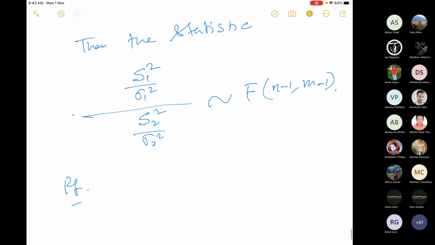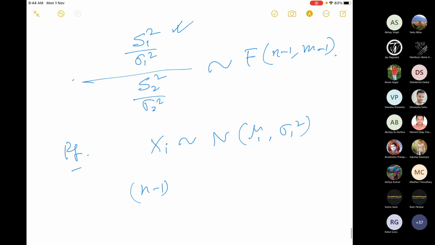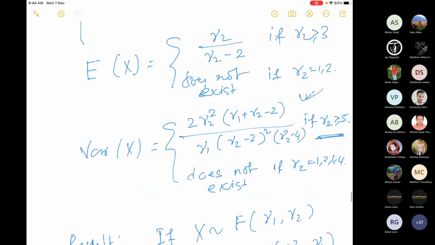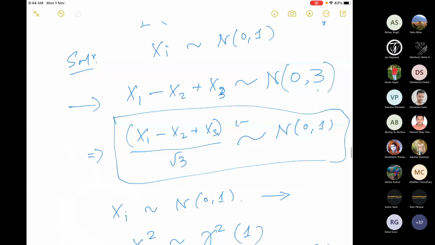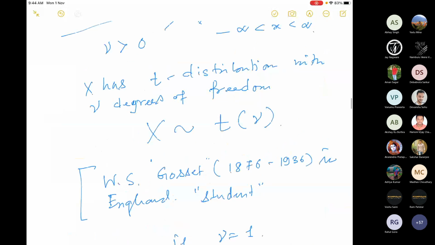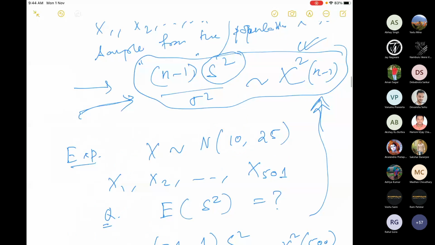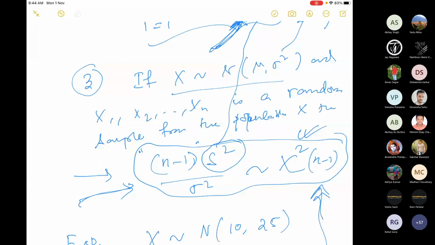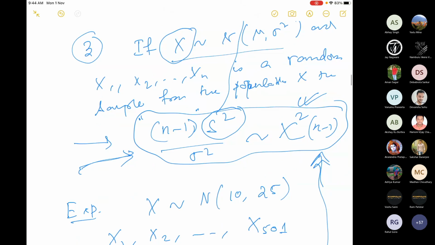Anyway, so let us prove this. Xi is normal with mean mu1 and variance sigma1 square. Because I have to talk about sample variances, just recall that n minus 1 times S1 square by sigma square is chi square with n minus 1 degrees of freedom. We discussed this today, the third result about chi square. This one I'm talking about: n minus 1 times S square by sigma square is chi square n minus 1 when X is normal with mean mu and variance sigma square. So now I am applying this result here.